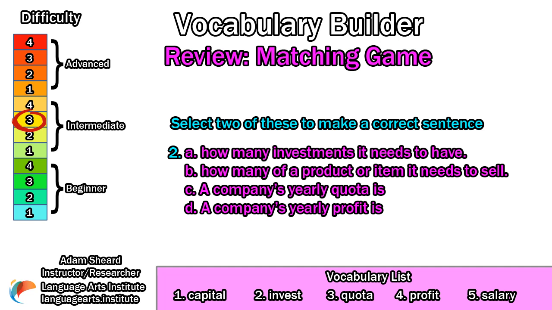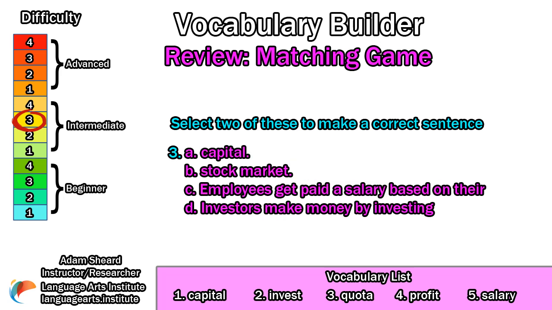All right, the answer is B and C. A company's yearly quota is how many of a product or item it needs to sell. All right, on to question 3. A, capital. B, stock market. C, employees get paid a salary based on their. And D, investors make money by investing. All right, try to figure it out.